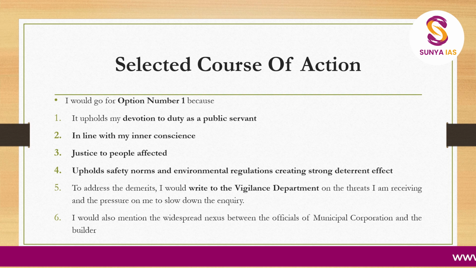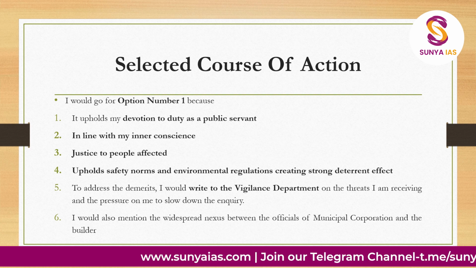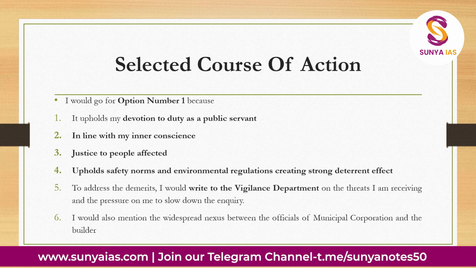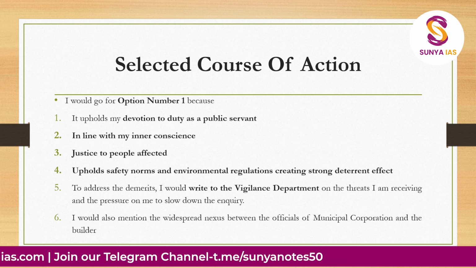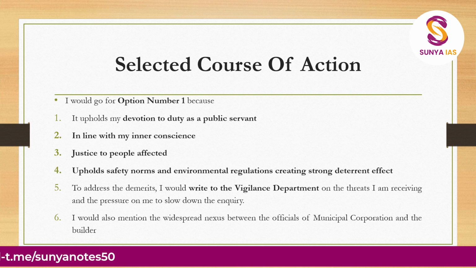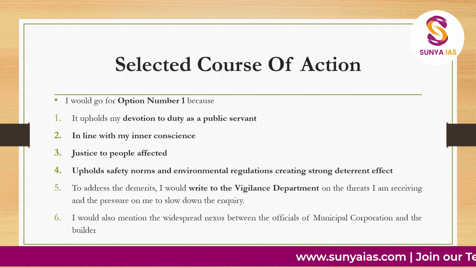To address the demerits, I would write to the vigilance department on the threats I am receiving and the pressure on me to slow down the inquiry. Right, so here the major threat is of self-preservation, right? So what I can do to counter that is I'll write to the vigilance department and ask for help to conduct the inquiry properly because I'm being threatened, right? I would also mention the widespread nexus between the officials of the municipal corporation and the builder, so that it's on record about the corrupt practices. As of now, it's just an occupational hazard which is being investigated. I also want to bring the corruption on record.